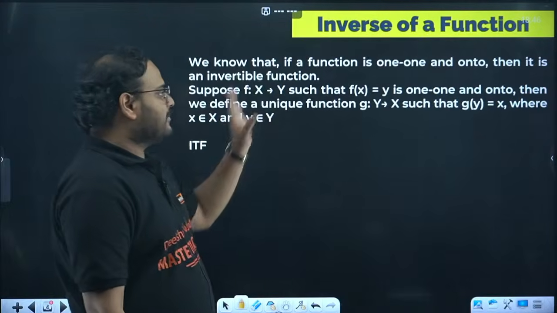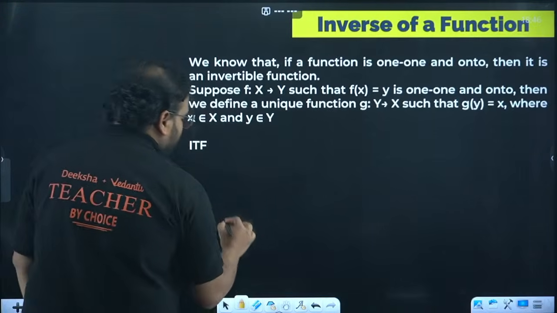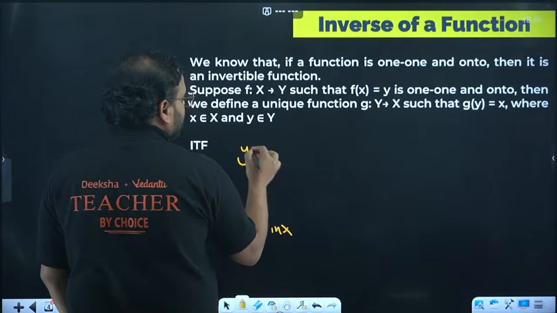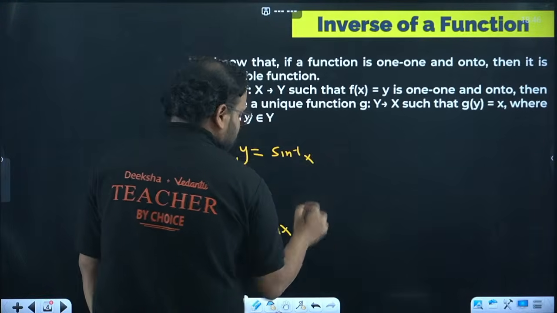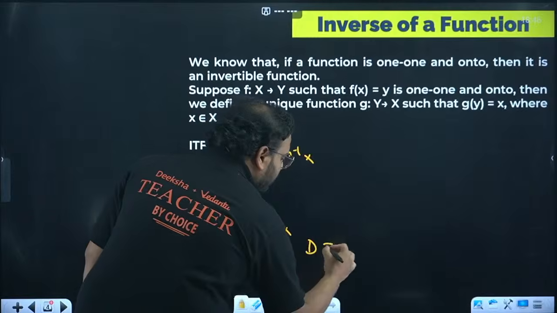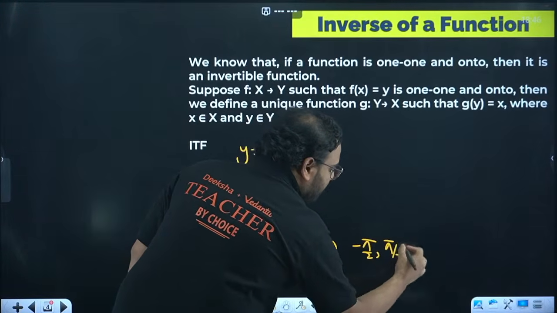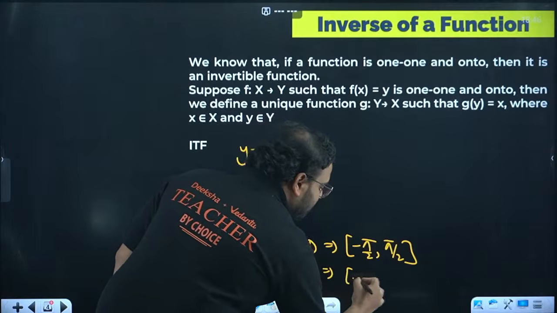Inverse of a function, I have explained it already, so this definition is explained. How do we write it? We write the trigonometric function y equal to sin x, and this will become y equal to sin inverse of x. The domain was, now that we have changed it, minus pi by 2 to pi by 2, and the range is now minus 1 to 1.